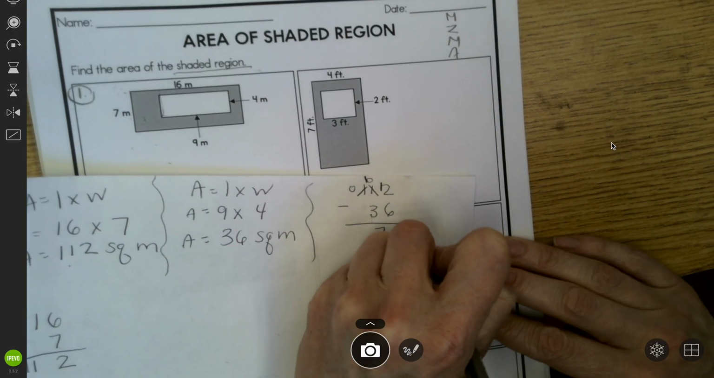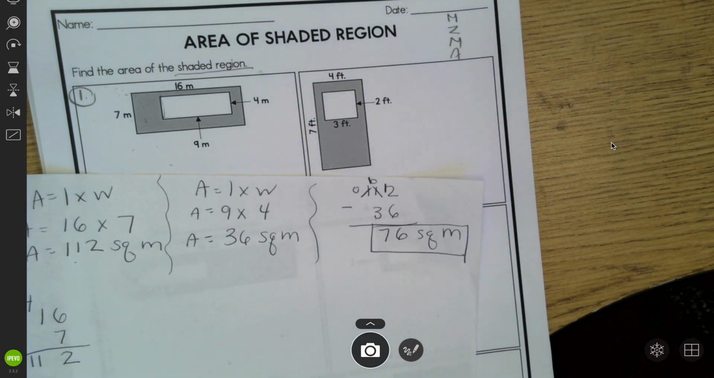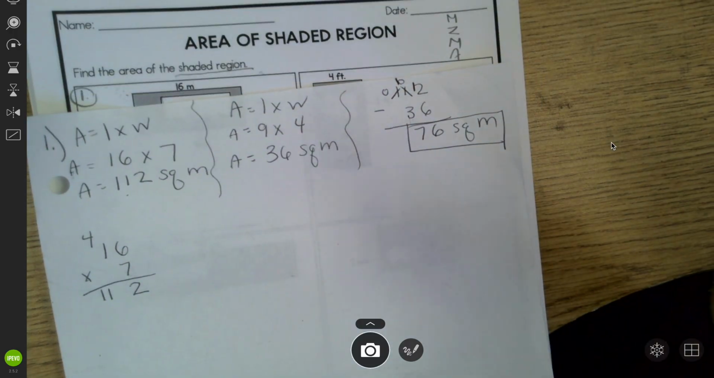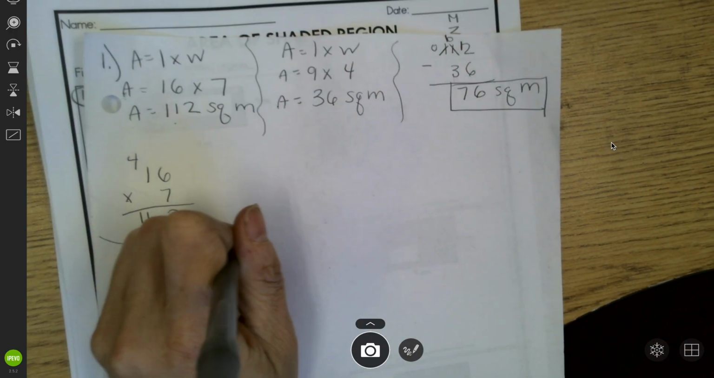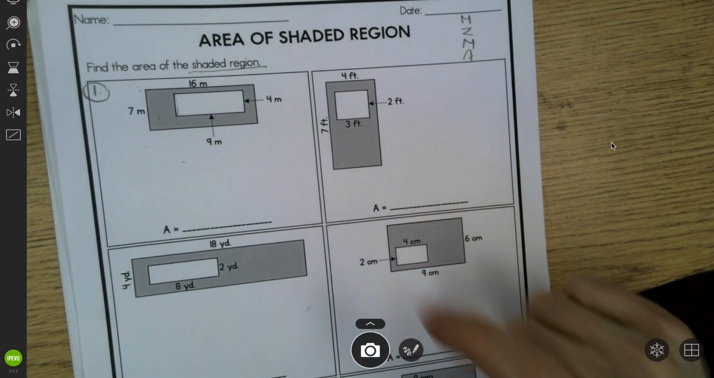76 square meters, and I'm going to box my answer. Okay? So tomorrow in class, you'll easily be able to find it. If I'm checking your work, I'll easily be able to find where your answer is, because there's lots of math going on. We want to be able to see our answer. Okay. So now I'm going to draw a line, and moving on to this one.